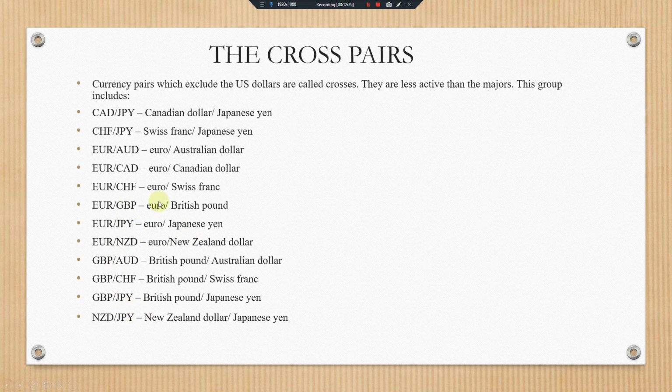So all these, if you see, don't have the USD in these pairs. These pairs are called the cross pairs. They're actually also traded. I also trade these, and I love them as well.